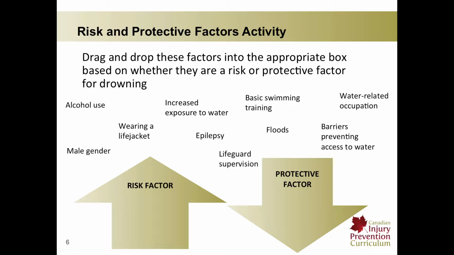Activity. Drag and drop these factors into the appropriate box based on whether they are a risk or protective factor for drowning. Factors are alcohol use, wearing a life jacket or personal flotation device, increased exposure to water, basic swimming training, barriers preventing access to water, water-related occupation, epilepsy, lifeguard supervision, floods, male gender, low socioeconomic status.